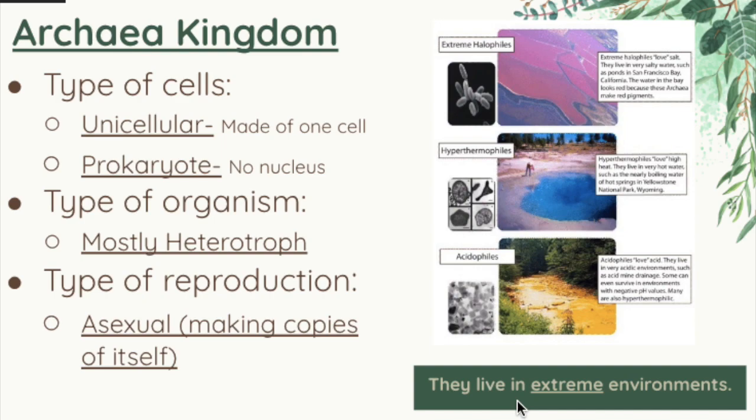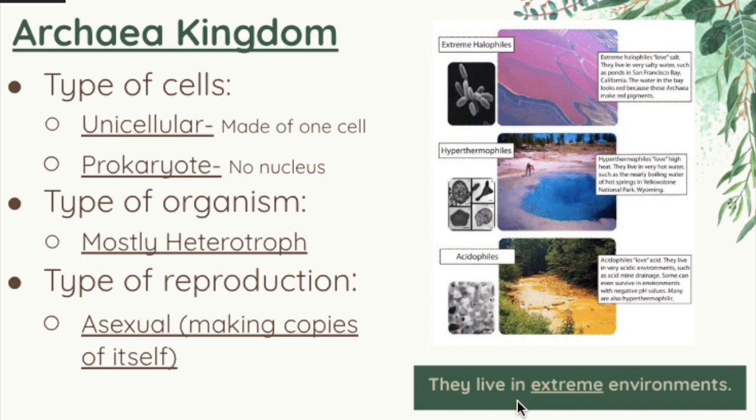So some of these guys, like the extreme halophiles, live in salty conditions where nothing else can survive because the salt content is so intense. Or thermophiles, they live in deep sea vents or places with such extreme temperatures that nothing else could survive. Or the acidophiles, they live in places where the acid content is so intense and so extreme that nothing else can survive. So these guys are very simple and they live in really crazy places on Earth that nothing else can really survive.